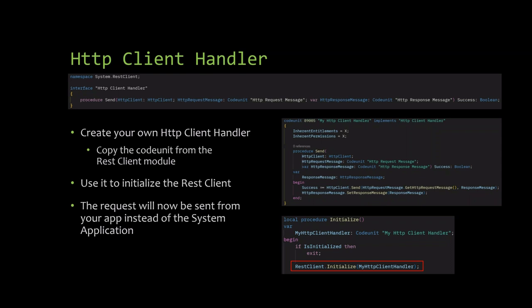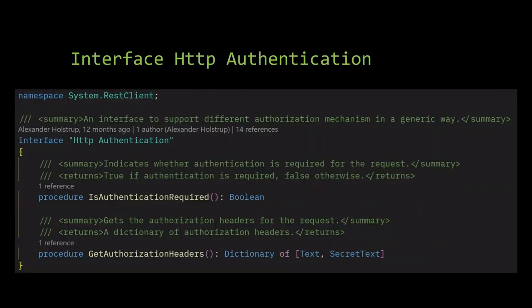Let's move to the other one that you can use to initialize the HTTP client, and that is the HTTP authentication. That is an interface with 2 functions: is authentication required and get authorization headers. Now the REST client will call the is authentication required, and if it returns true, then it calls the get authorization headers, which is, as you can see here, a dictionary. So that's why it's called headers in plural.